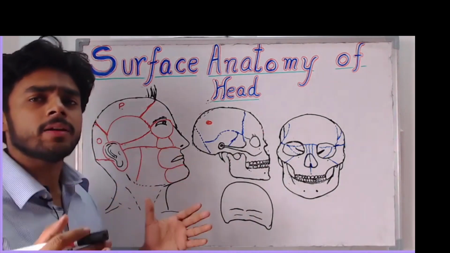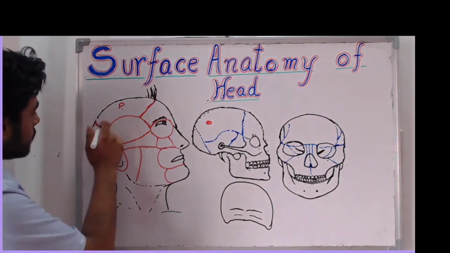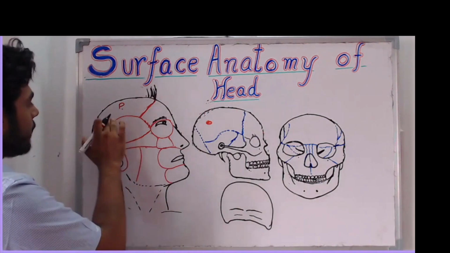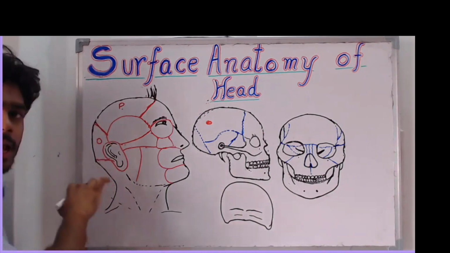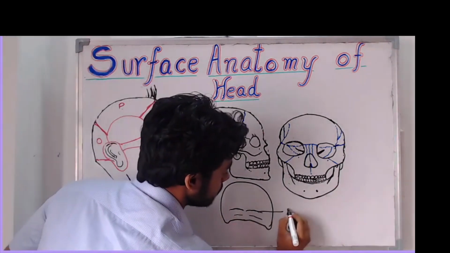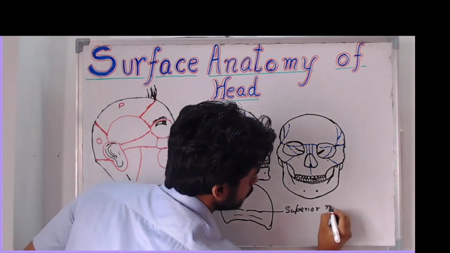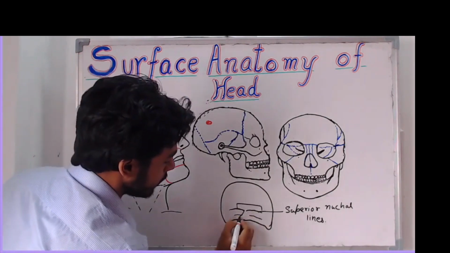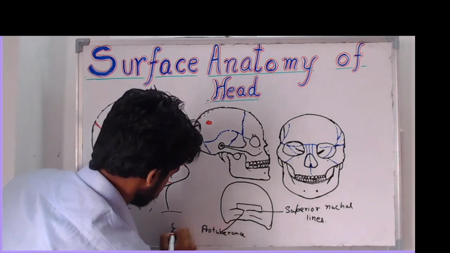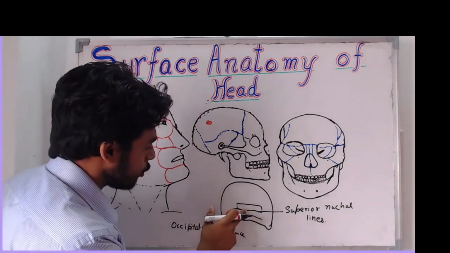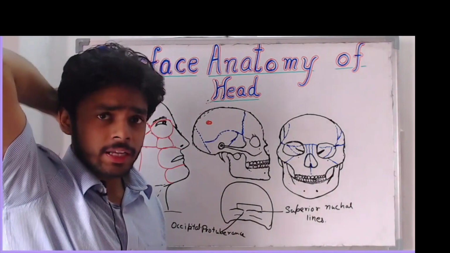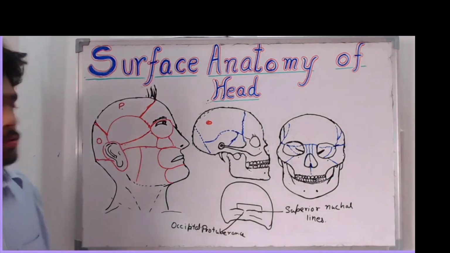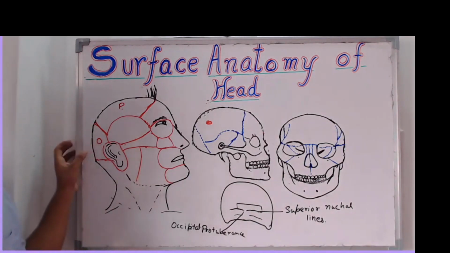So the occipital region is the area which is behind the parietal eminence. Here you will have the parietal eminence, and above the occipital protuberance and the superior nuchal line. Here you will have a protuberance called the occipital protuberance. This protuberance can be felt when you touch with your finger. It can be felt in the median line just above the nuchal furrow. So this is the occipital area which is behind the parietal eminence and above the occipital protuberance.